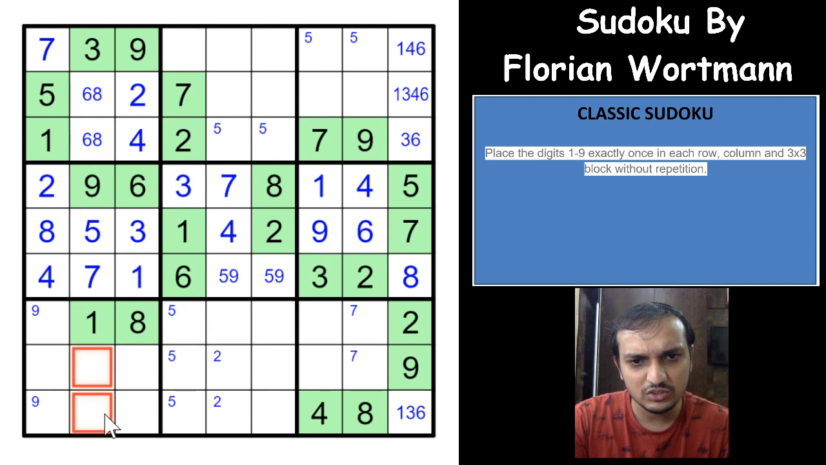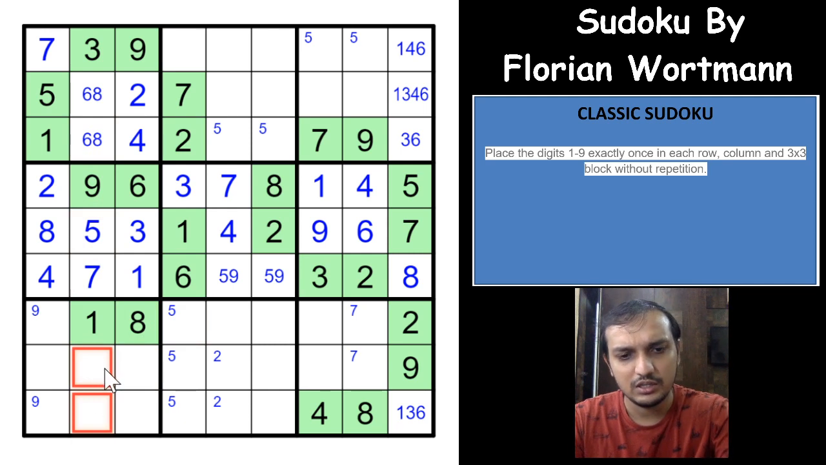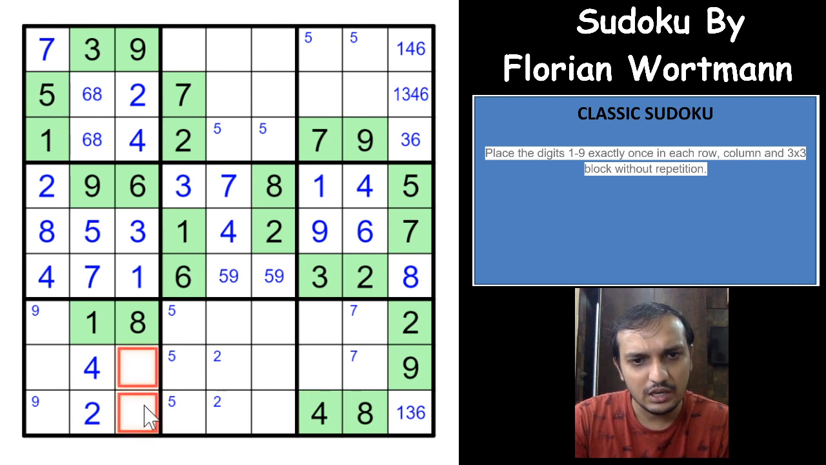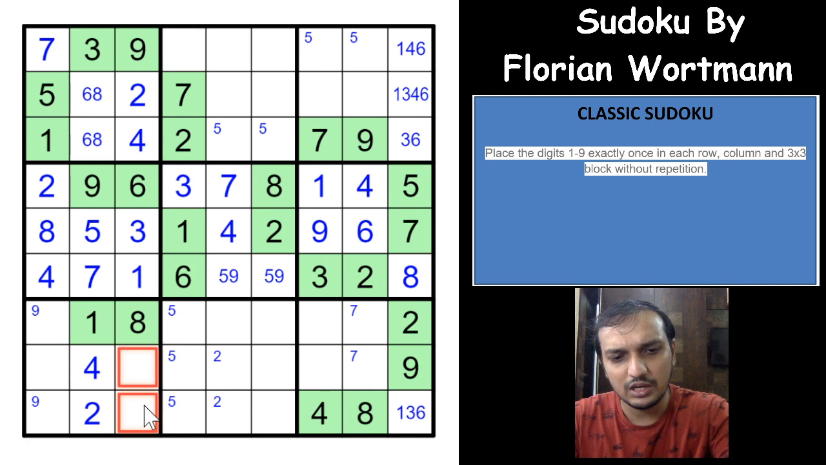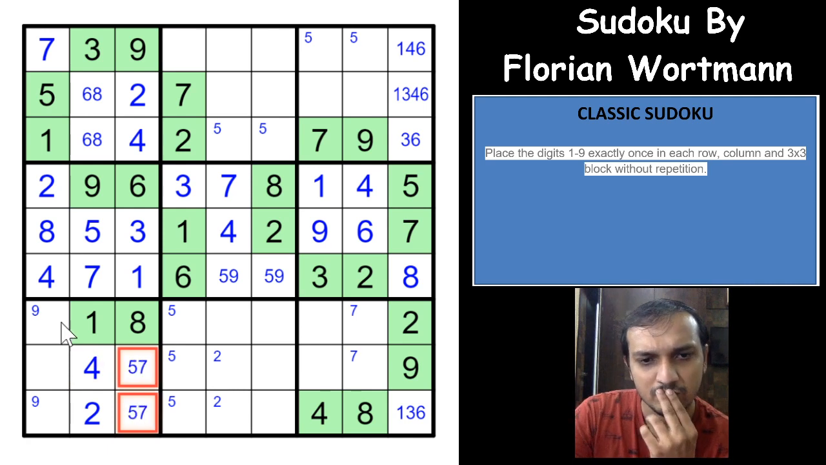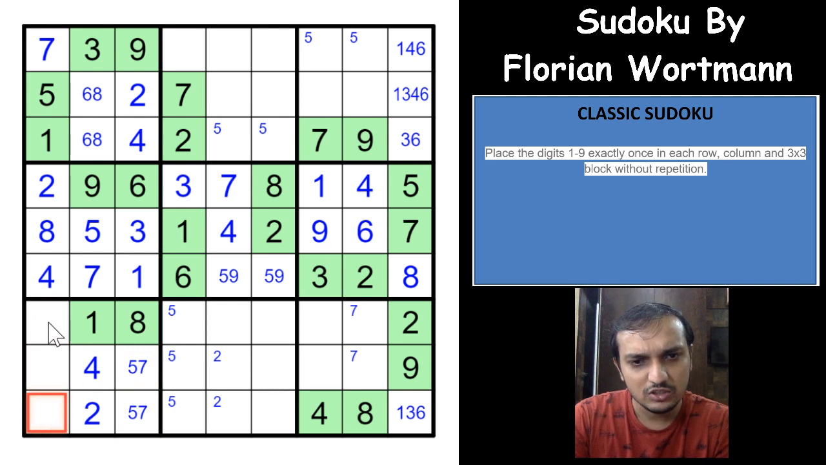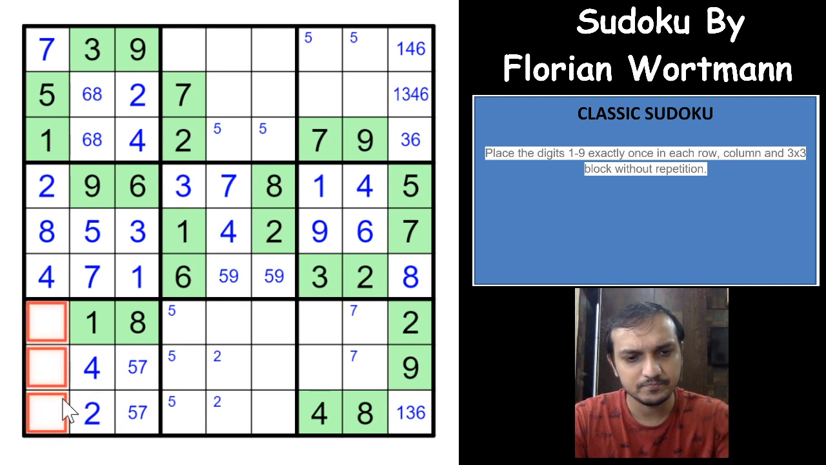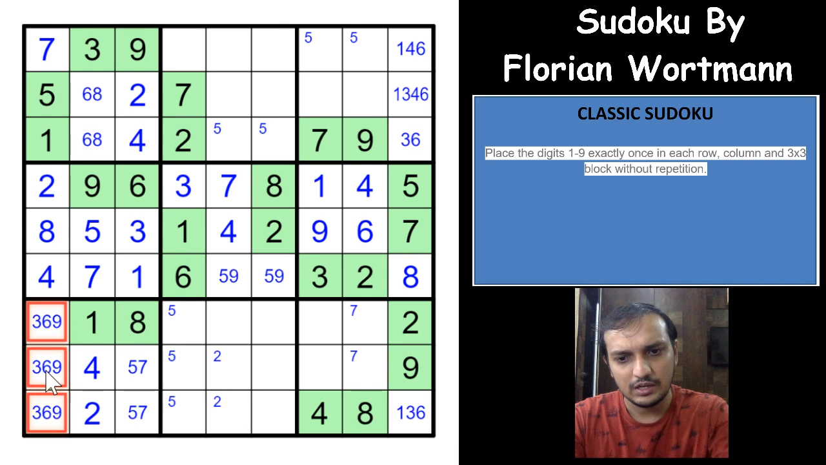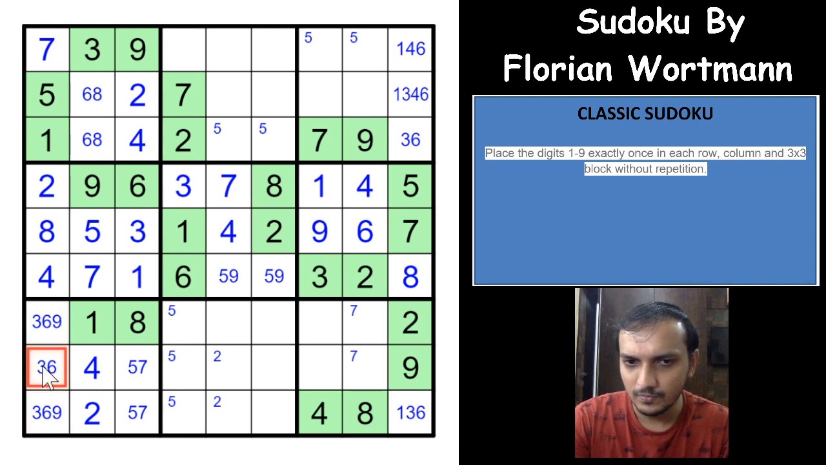So these two digits are 2 and 4, and we can mark that here, 2 here and a 4 here, because of the 4 here. And these two digits would have to be 5 and 7, right? So that can be in any order for now, and these three digits would have to be 3, 6 and 9, and 9 cannot be here.